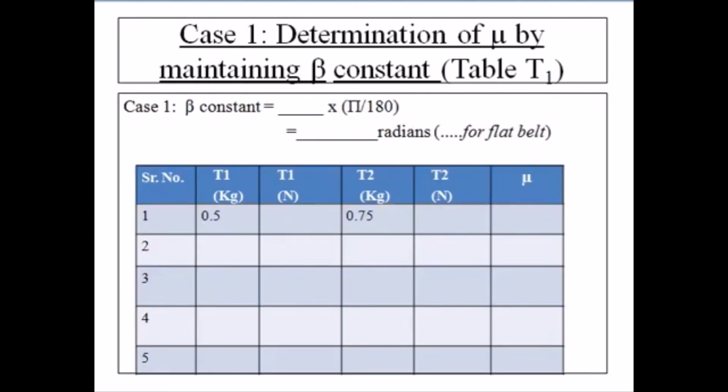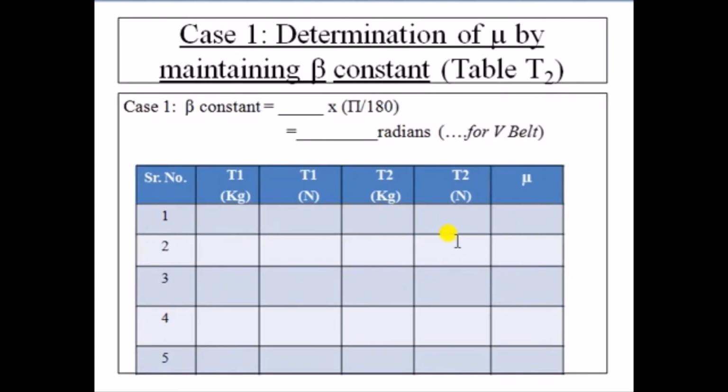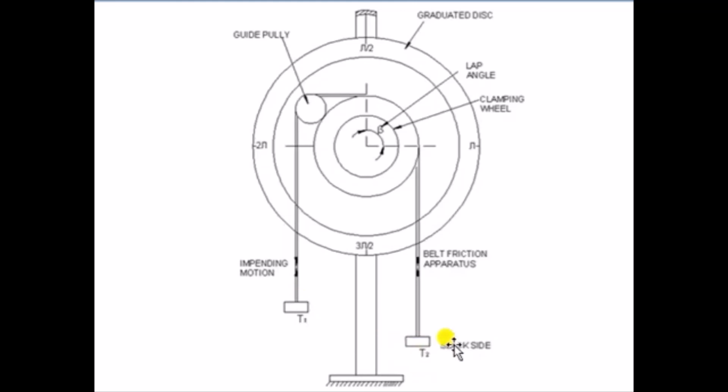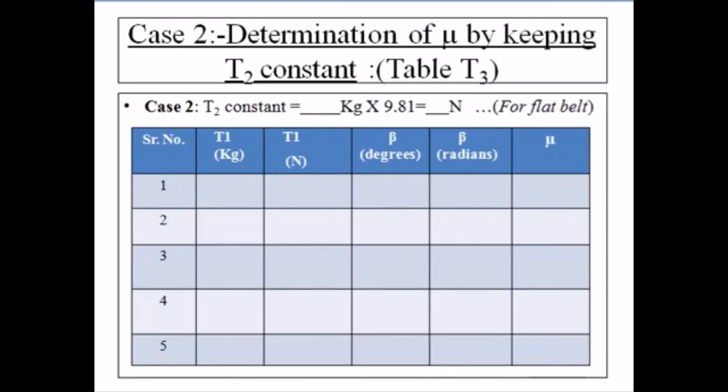Now the second case. This first case has to be done for flat belt as well as for V belt. Similarly, we will take another case where T2 will be constant. In this figure we will keep T2 constant and we will keep varying beta. First we will take 60 degrees, then we will take 75. You can change the values, vary them, anything within the radian values. So there will be two tables accordingly where we will keep T2 constant.